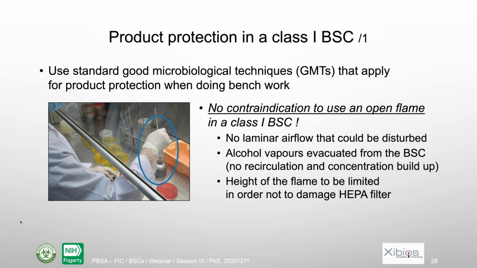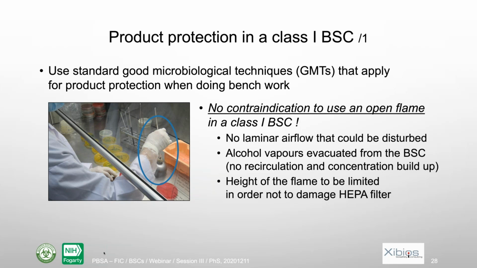So what should be done when we use a Class I biosafety cabinet, besides the precautions I told you about before? We should use the standard good microbiology techniques that normally apply for bench work, for instance, to inoculate petri dishes and so on. And you see that for a Class I, there is no contraindication to use a flame inside of a biosafety cabinet. So you can use a burner, an alcohol burner like here, without any problem.